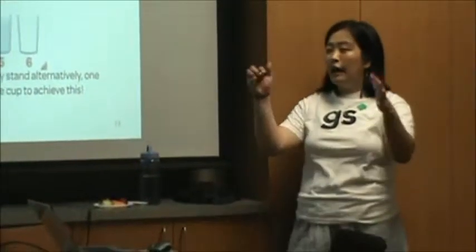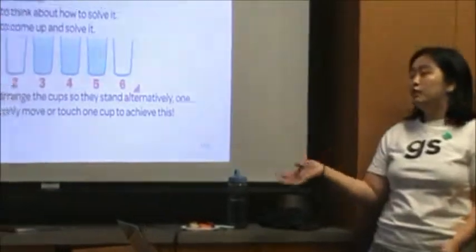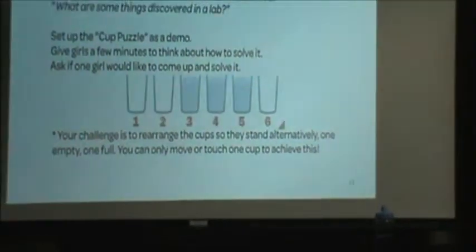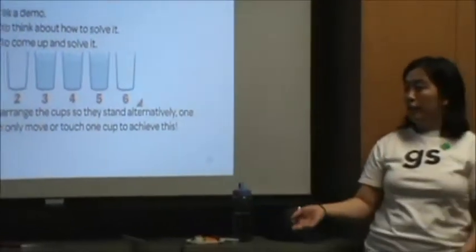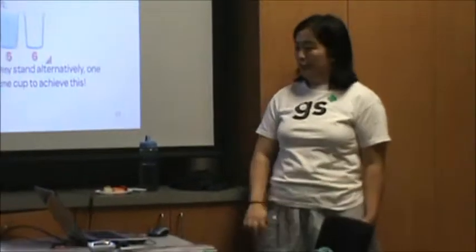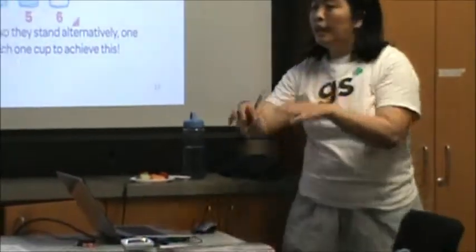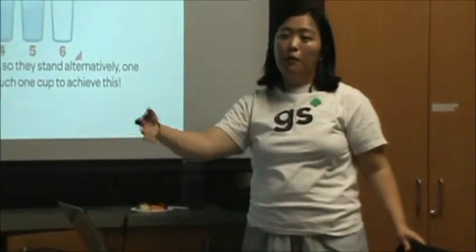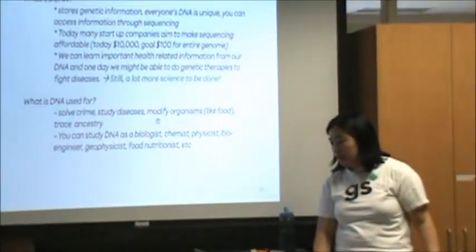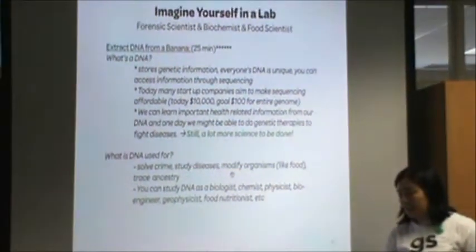Sometimes with the scientific guideline you give them, when it says you can touch, it didn't restrict them from pouring, for example. So that is a way to encourage them that you can think outside the box, but you're exactly right. You can set that up at the front desk and have one of the girls come up and do it. The next activity they're going to do is extract DNA from a banana.